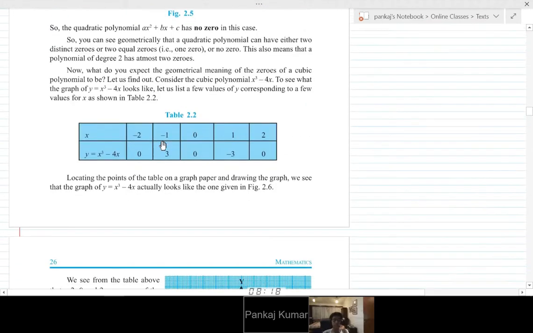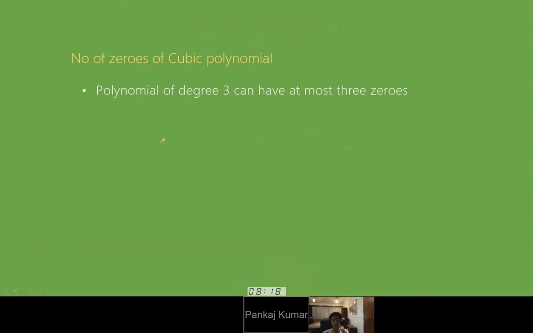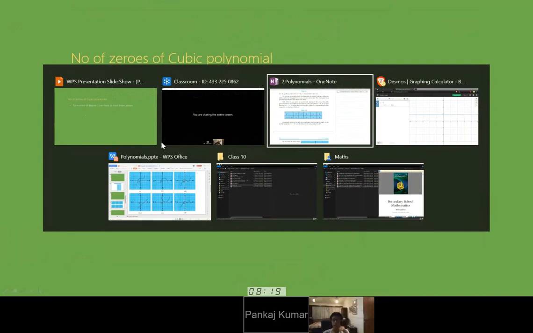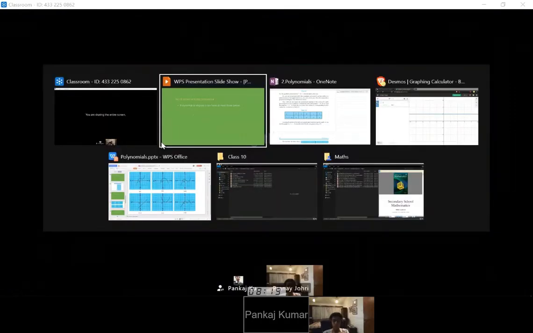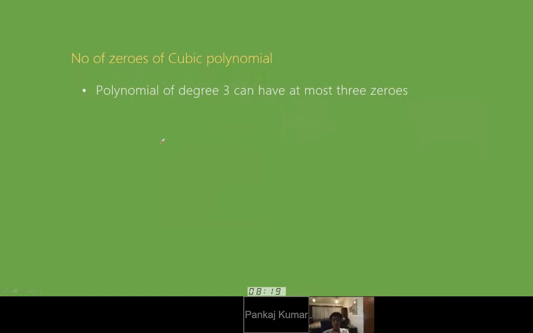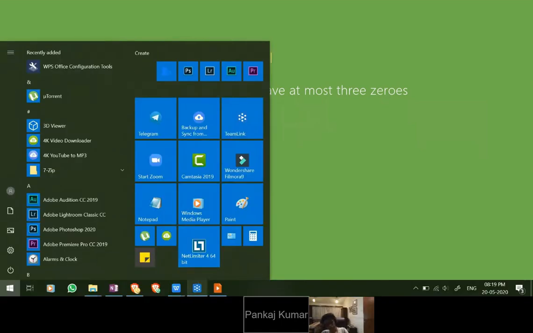Now let's go to cubic. Isn't it easy? You're finding it easy? I don't think it's that hard. So till now what we have discussed is the geometrical interpretation of wherever the curve cuts the x-axis. This is the gist of what we have discussed till now. So now you can tell me for cubic polynomials, how many zeros? Three zeros.